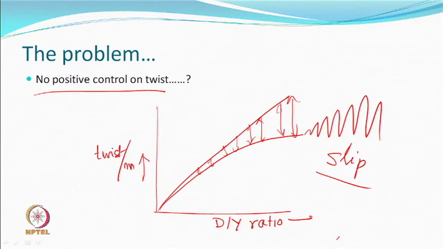And after a certain value, that is when you start rotating the disc very fast, you may have so much of slippage that it is a difficult proposition to even talk about how much twist we have inserted, because the slippage is too much, right? So, no positive control means there is a slip taking place between two surfaces, a surface of the yarn which is rotating and the surface of the disc which is also rotating. So, there is a slip.